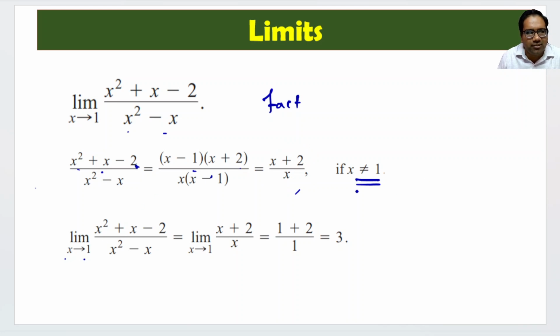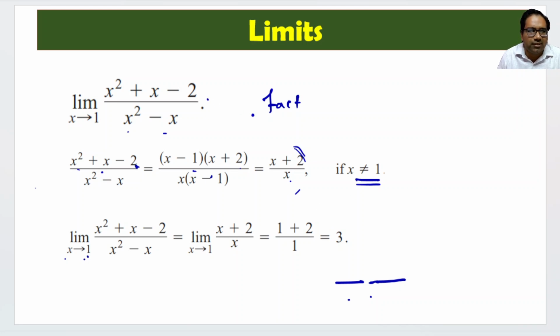Okay. So now limit x tends to 1. What we are saying is, as long as x is tending towards 1 from the left side or the right side, except at 1, the value of the function is this, right? When it is tending from the left side or from the right side, the value of the function is this. So now if you substitute x equal to 1 in here, 1 plus 2 by 1, which is equal to 3, this is the limit.